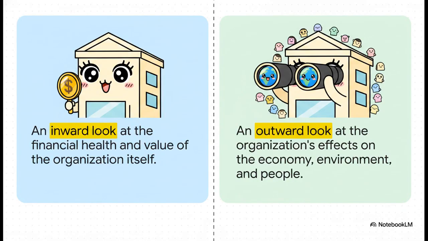And this slide just nails the difference, right? Traditional financial reporting is totally inward-looking. It's all about the financial health of the company itself. But GRI-style sustainability reporting flips the camera around. It's an outward look, focused completely on the company's real-world effects.